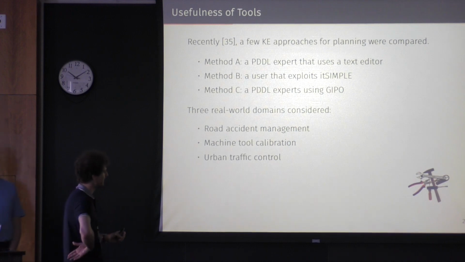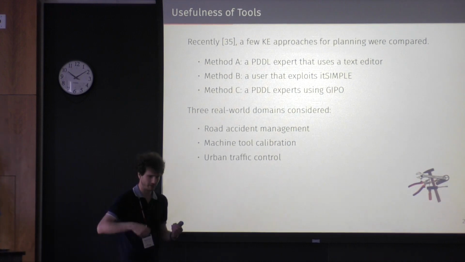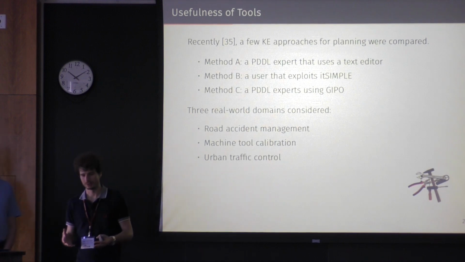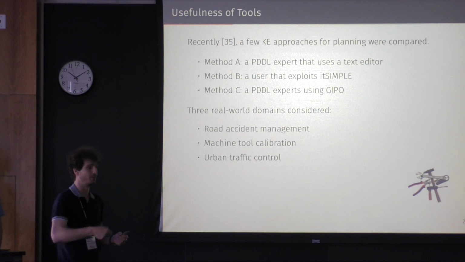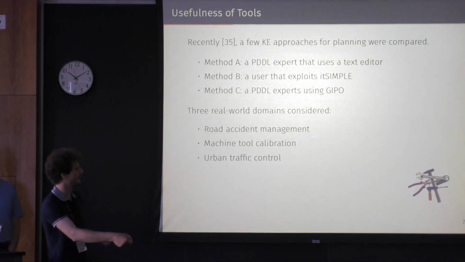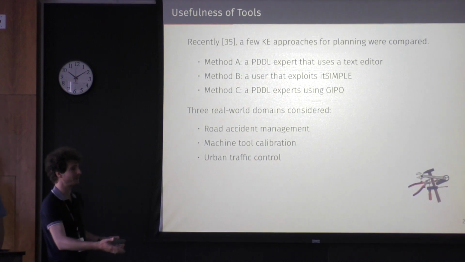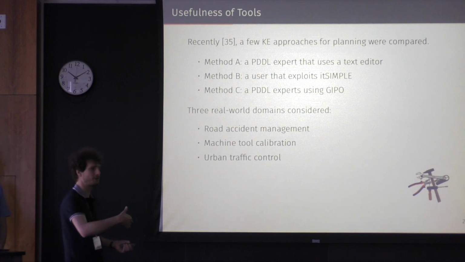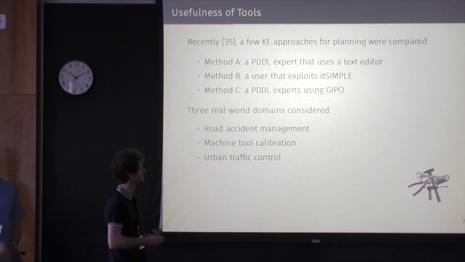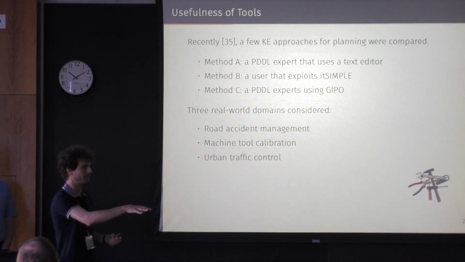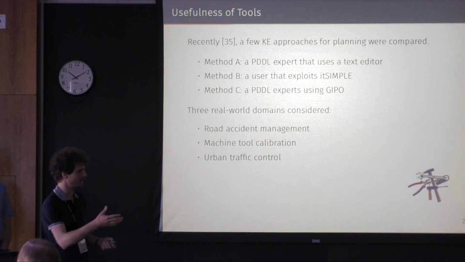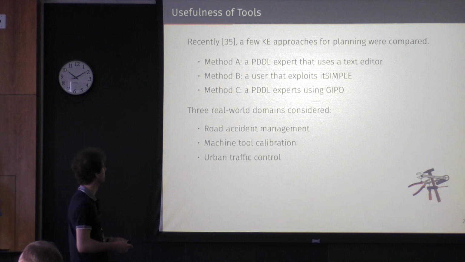So road accident management, in which the idea was, okay, a road accident happened, so what you need to do is to control the fact that the police is deployed, then the ambulances can go, fire brigades if there are fires, and then tow trucks come and clean the situation. And you have different positions from which they can start, and different places in which the accidents may happen.